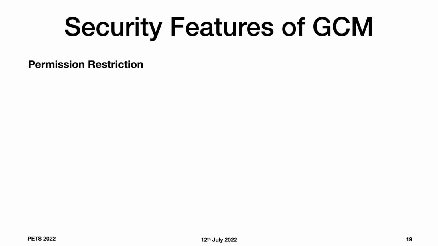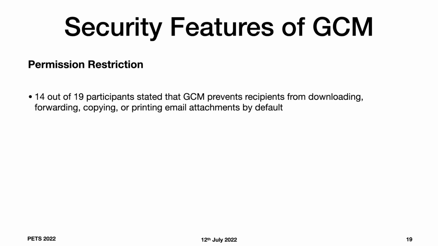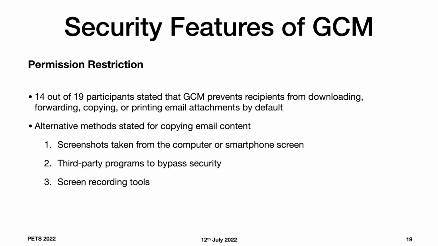The last feature is permission restriction. So Gmail's confidential mode prevents the recipient from forwarding, copying, printing, or downloading email content and attachments. We asked our participants about their experiences with preventing recipients from forwarding, downloading, printing their GCM emails. So 14 out of the 19 participants stated that GCM prevents recipients from downloading, forwarding, copying, or printing email attachments by default.